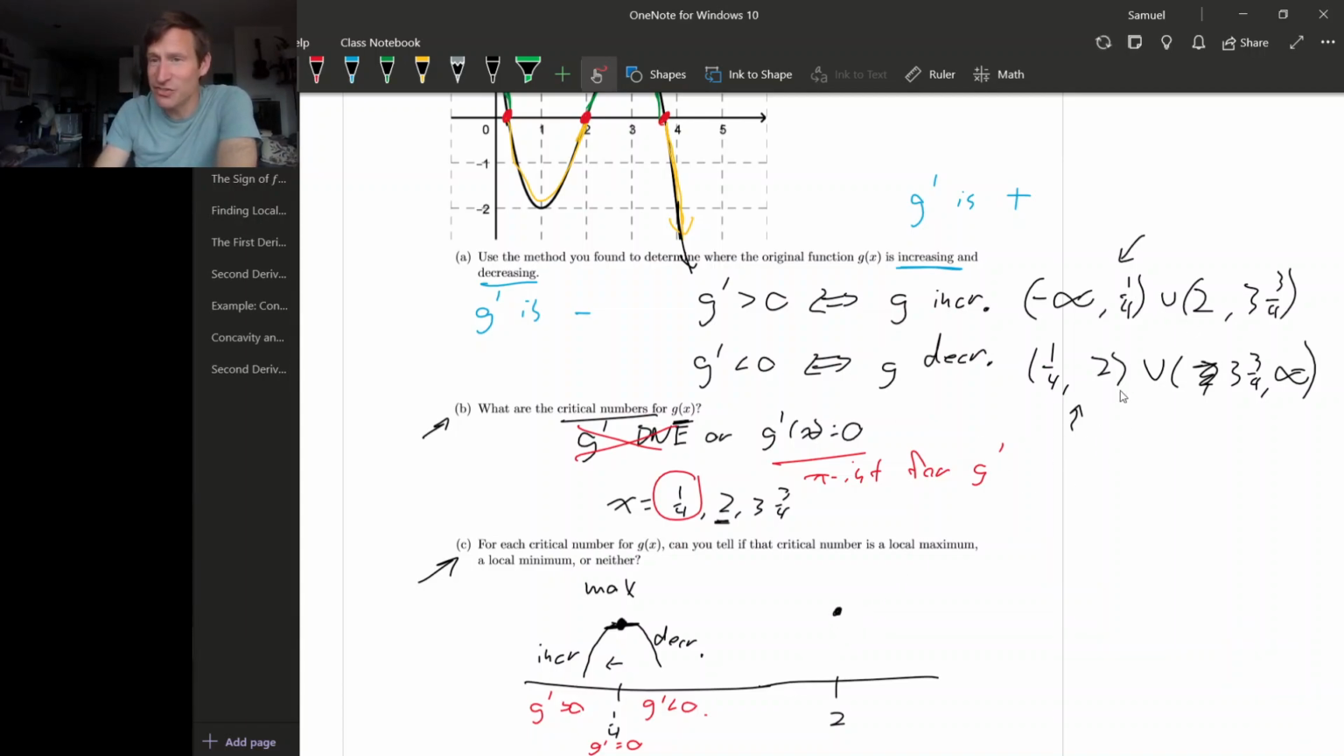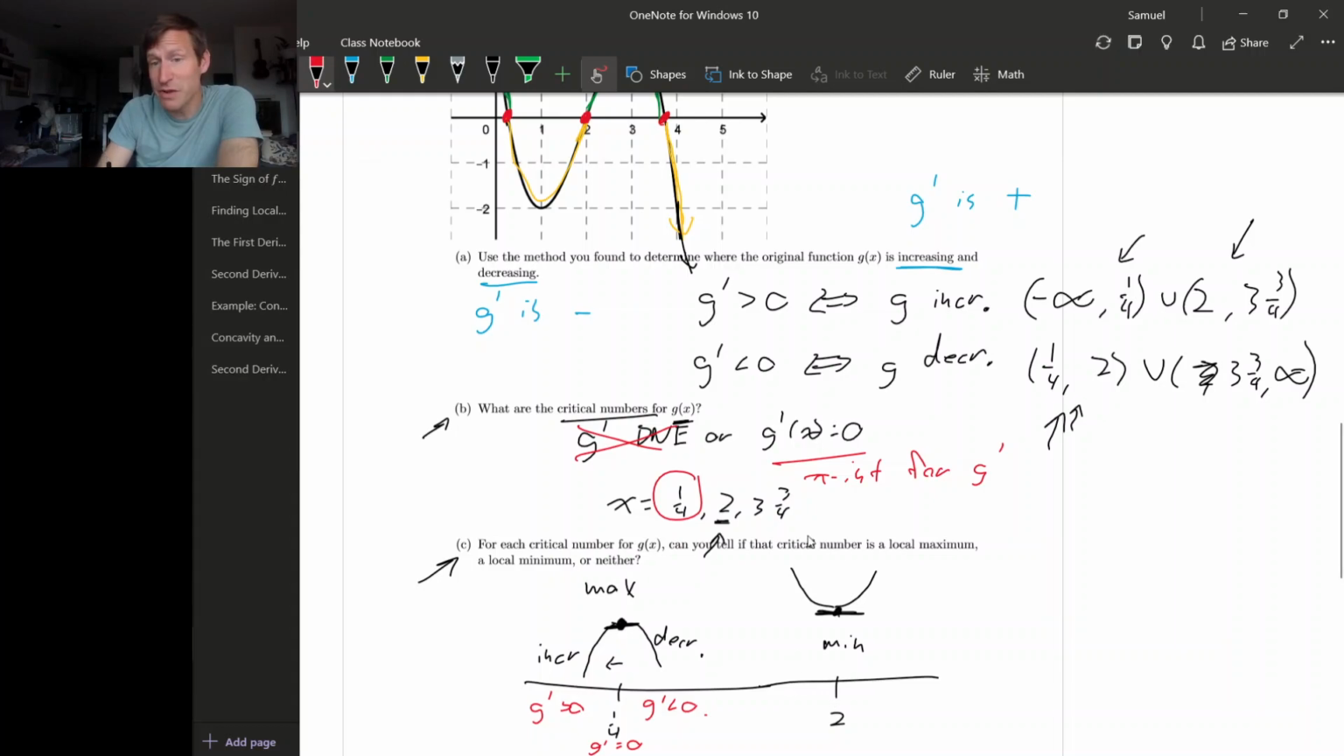Immediately to the left of 2, that's here, the graph is decreasing. So as we move rightwards towards 2, the graph has to be decreasing. So it has to look something like this. At 2, the slope of the tangent line is horizontal, or 0, because 2 is a critical number. And immediately to the right of 2, the graph is increasing, so it has to be going like this. Well, this forces 2 to be a local minimum, as you can see.